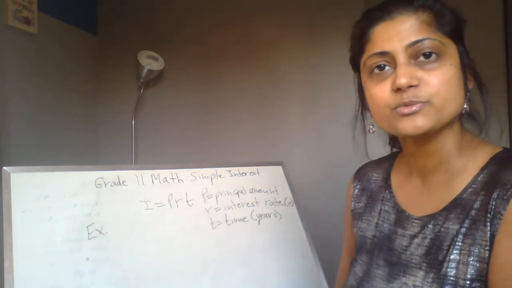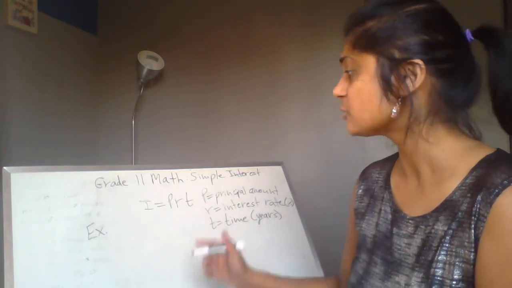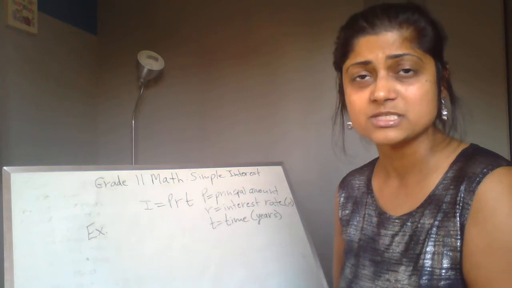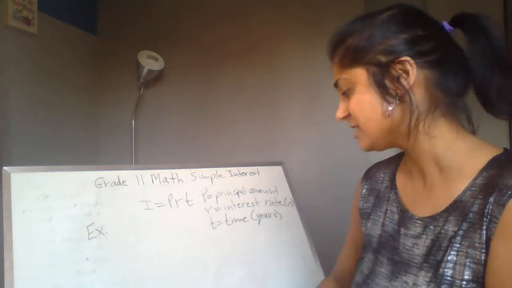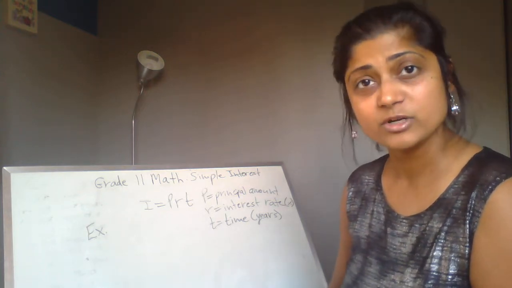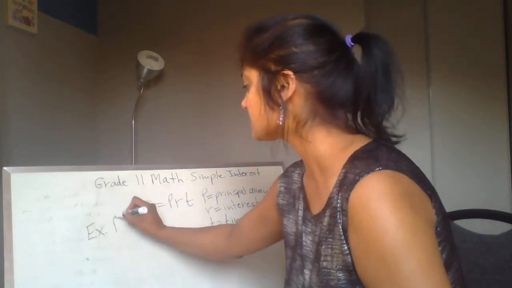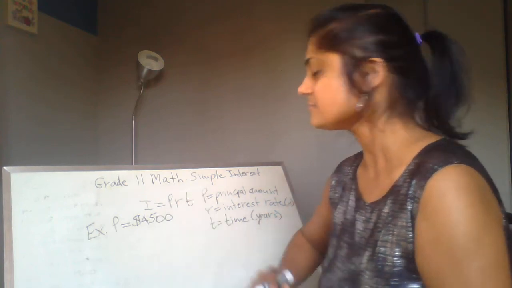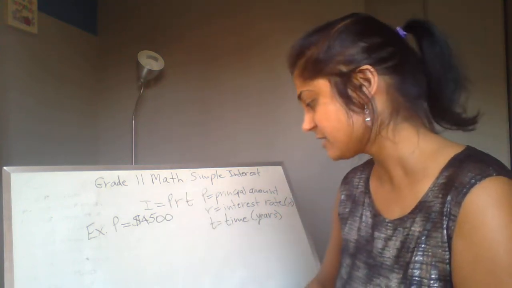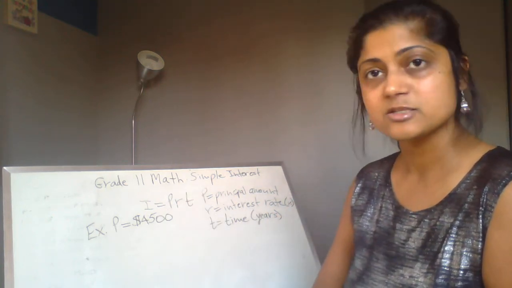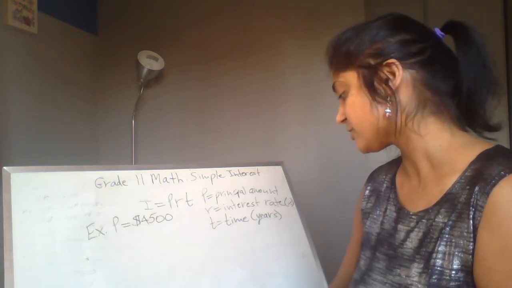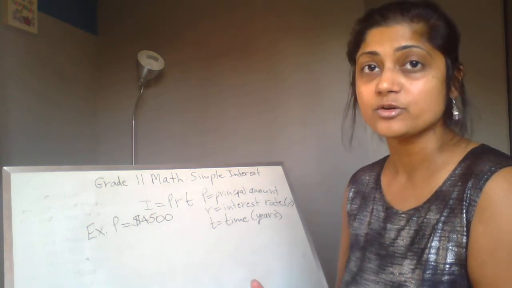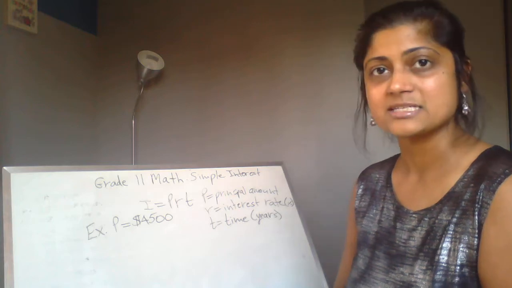I'm going to read out the example, and then I'm going to write down all of the values that are given in the question. It says Kevin invested $4,500. This is the principal amount that he is investing, which is a good chunk of change. And he's investing it into a 2-year regular interest CSB, and this is earning 7.5% annually.